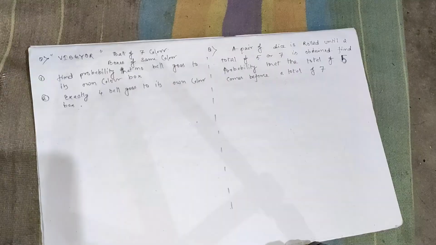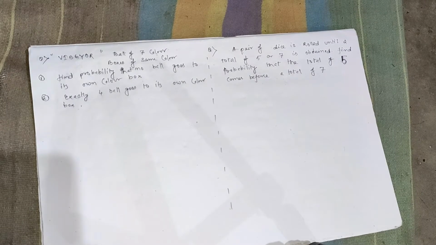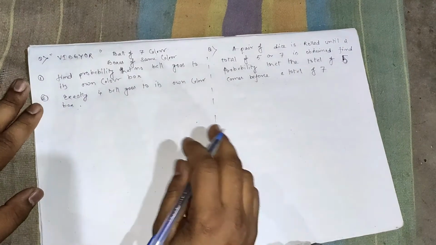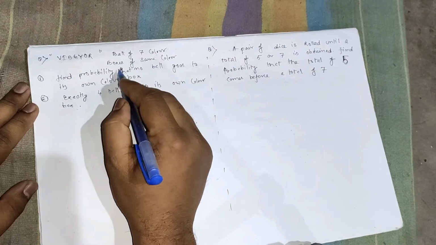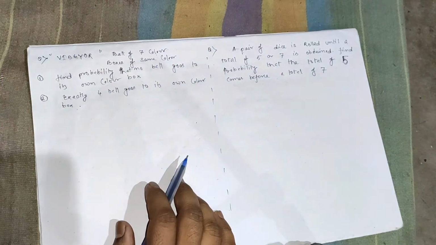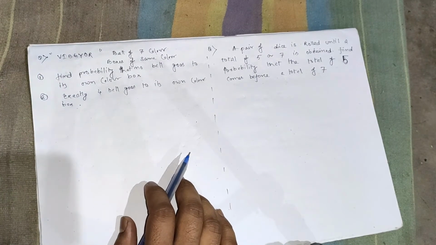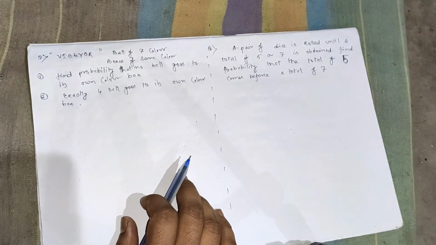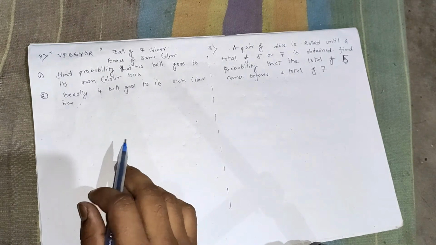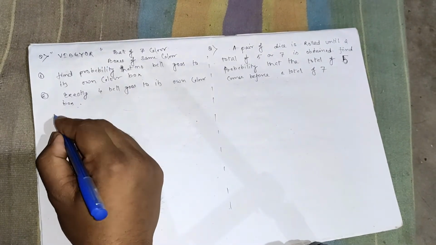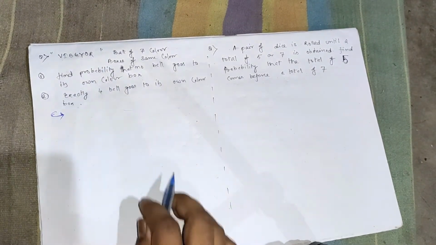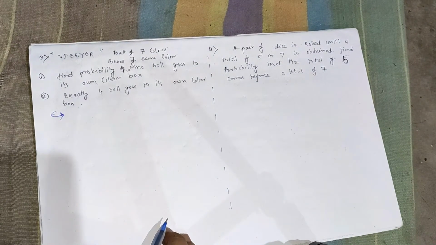In this question, Vibgyor balls of 7 colors. We have 7 different colored balls and 7 different colored boxes. So there are two questions. First one is to find the probability that no ball goes to its own color box, and the second is that exactly 4 balls go to their own color box. So it's completely based on the derangement theorem, and it's a very easy question.